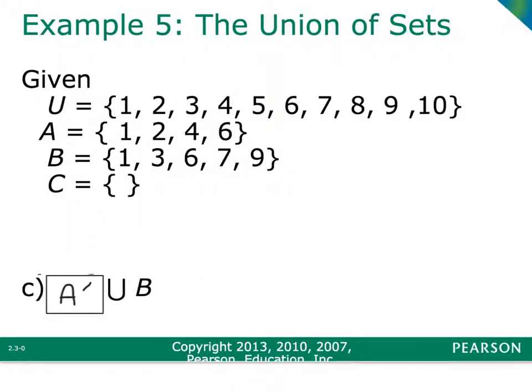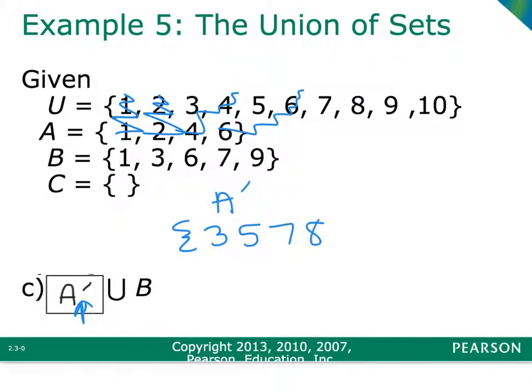Let's try another one. If you look at this one, it would like for you to find the complement of A, and then after you have that, find the complement of A, union B. So before we start, let's find the complement of A first, because that'll make life easier. Remember, when you do that, you go to your universal set, and any number that appears in A, you have to knock out of the universal set. So we have to take out the 1, the 2, the 4, and the 6. So the complement of A would be 3, 5, 7, 8, 9, 10.